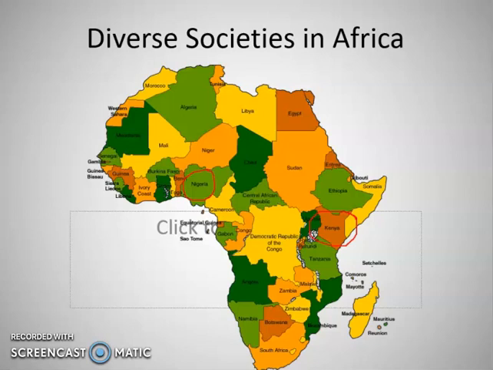Welcome to the Chapter 8 Diverse Societies in Africa chapter. We're going to be talking about a variety of different African countries and societies, and there are a total of 54 countries in modern-day Africa, the second largest continent in the world. All right, we're going to be going through some stuff pretty quickly.